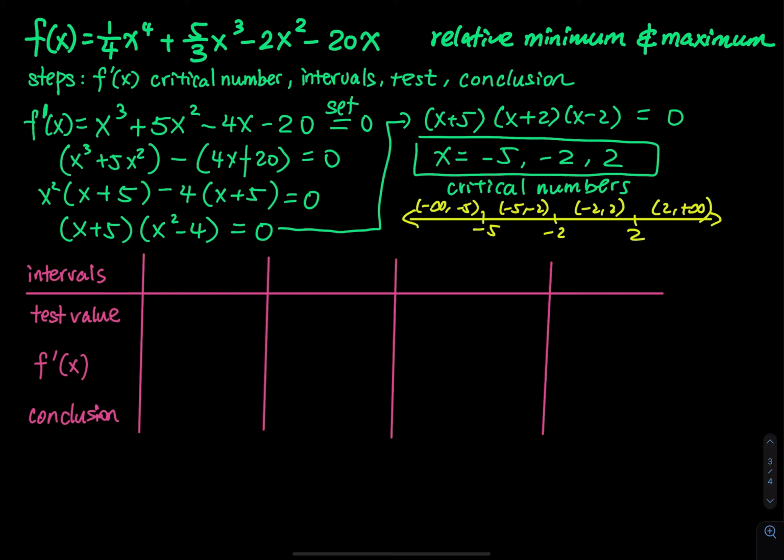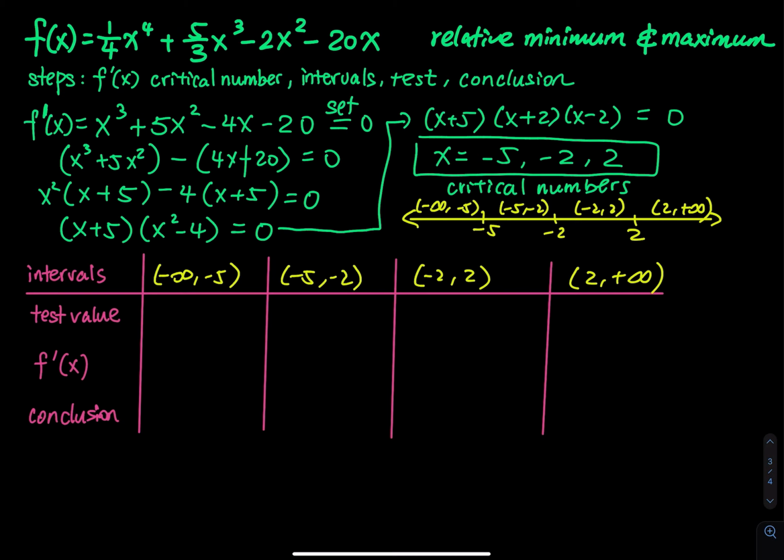And then these are your test intervals, all right? Test intervals. So let's put the test intervals right over there. From negative infinity to negative 5, and then from negative 5 to negative 2, and then from negative 2 to positive 2, and then from positive 2 to positive infinity, and then we are ready for the next stage.